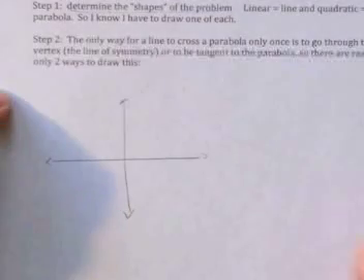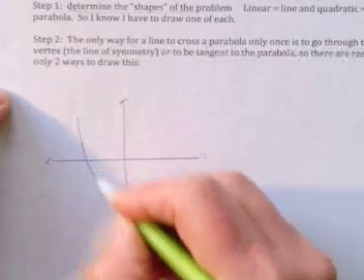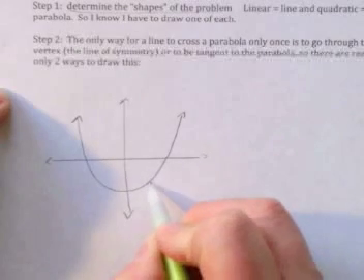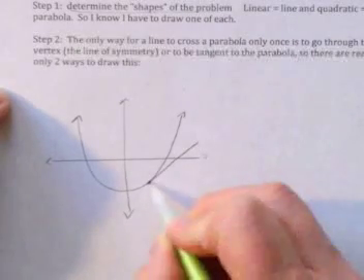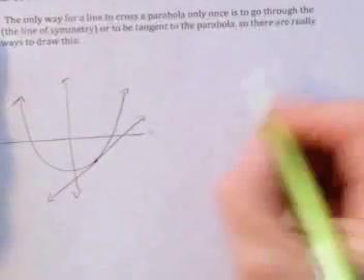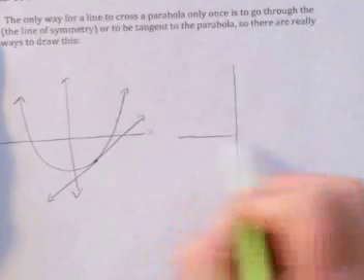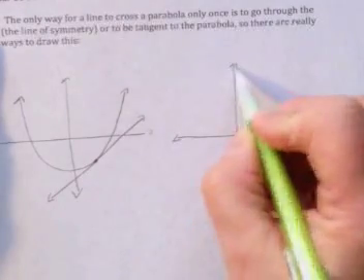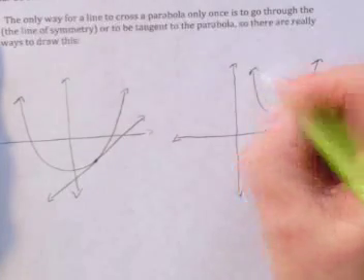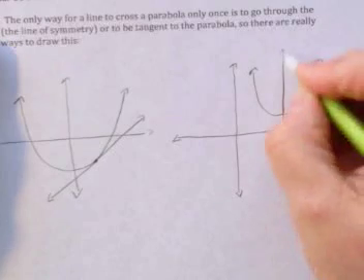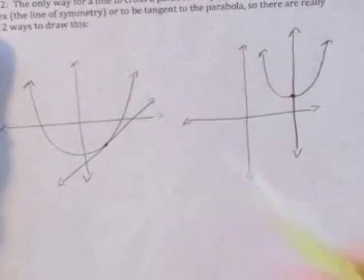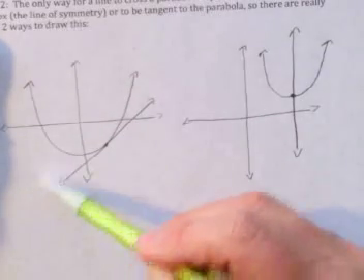So I know the only way to get one solution is to either be tangent to the parabola at a single point, or for that line to actually be my axis of symmetry that goes right through the vertex. So if this is my parabola, this line, the axis of symmetry, will only cross once right there at the vertex. Notice I can't move my line up.